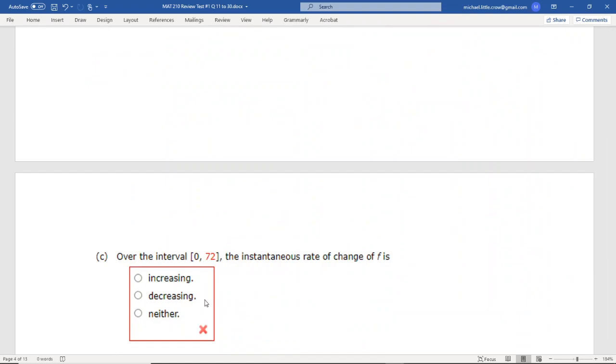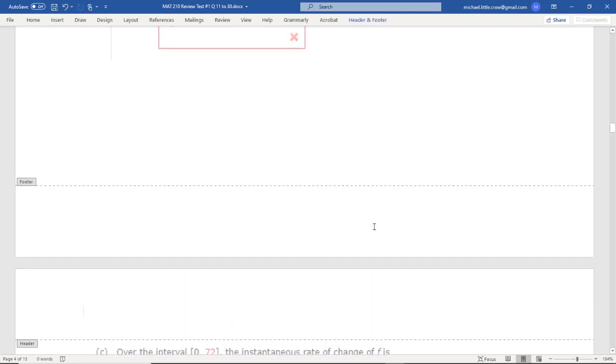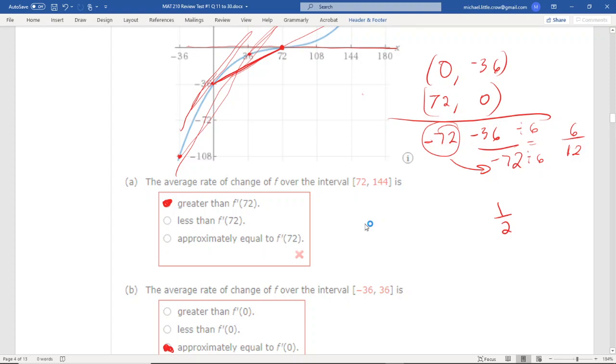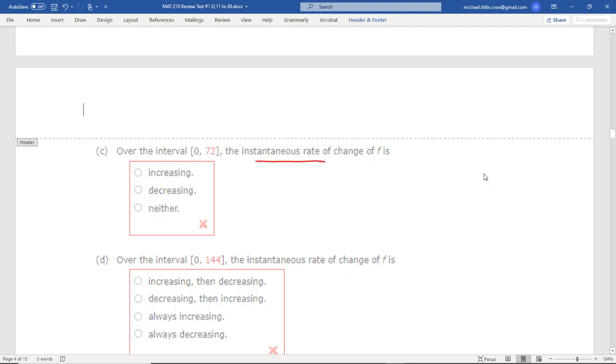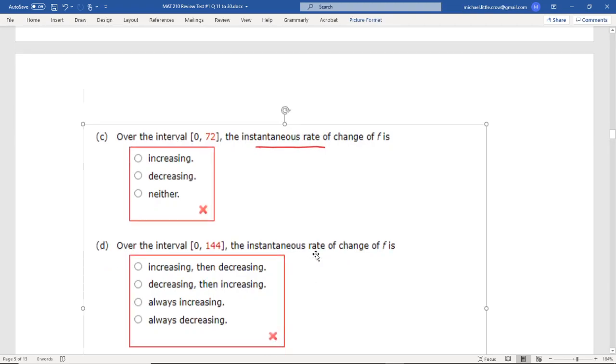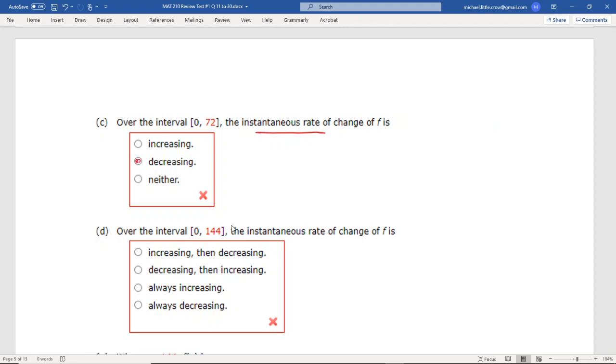Interval, the instantaneous rate of change of f. This is wanting the instantaneous rate of change, so it didn't want us to actually calculate it. Sometimes you get in a hurry and you don't stop to read questions and it takes you longer. So what's happening from 0 to 72? These slopes of the tangent lines are getting less, so they're decreasing. The slopes are decreasing. Okay, so now we're back here. So the slopes are decreasing.